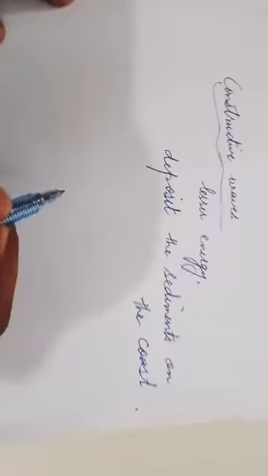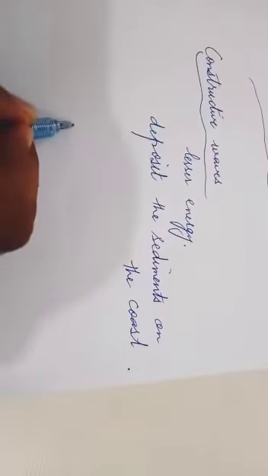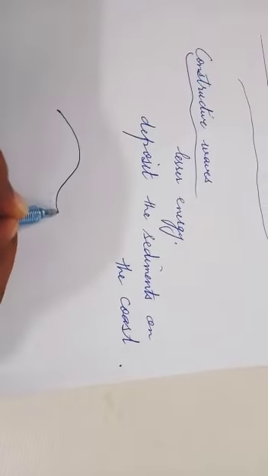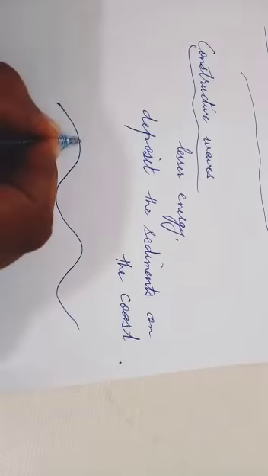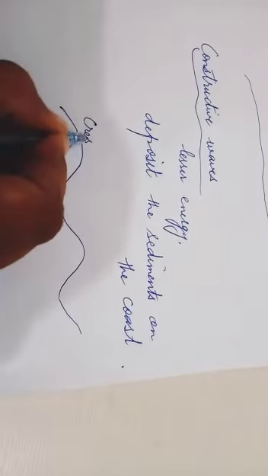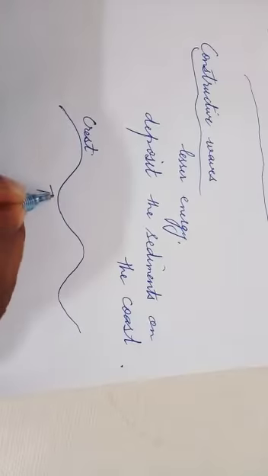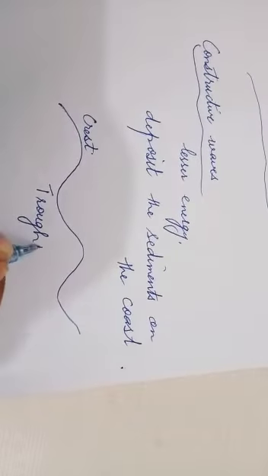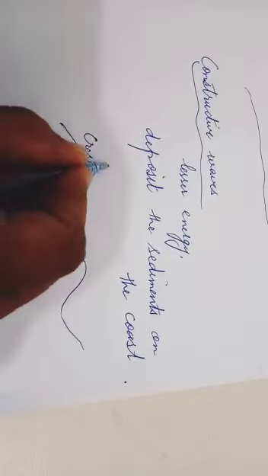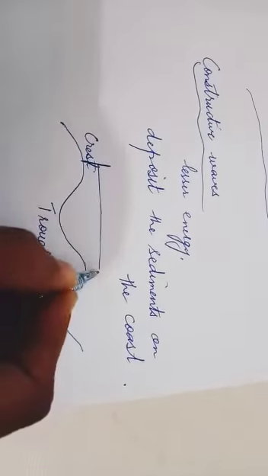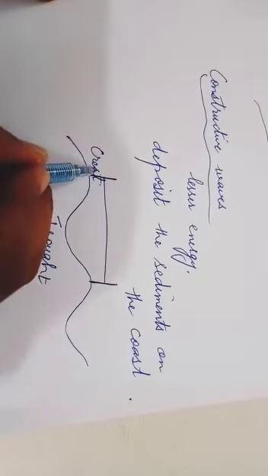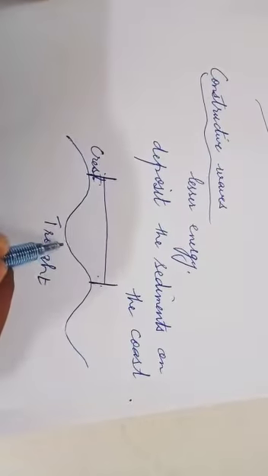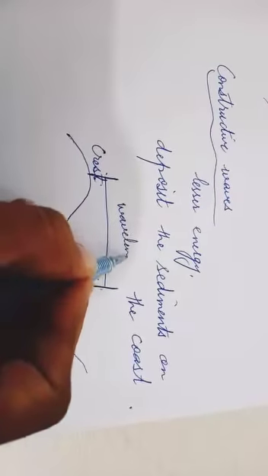Okay, now we are going to discuss some parts of waves. As you know, a wave approaches like this. The upper part of the wave is called the crest, and the lower part is called the trough. And wavelength is the distance between two consecutive crests or two consecutive troughs. Okay, this region is called the wavelength.